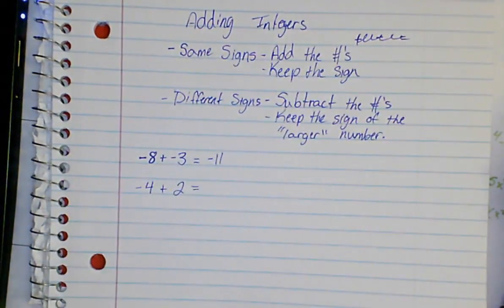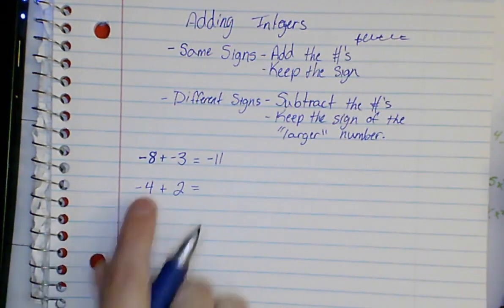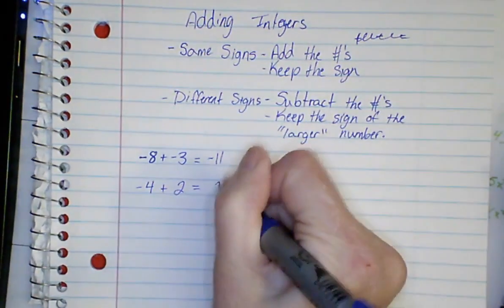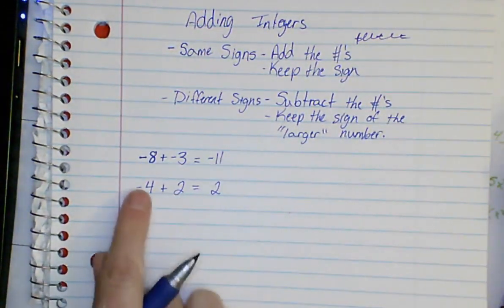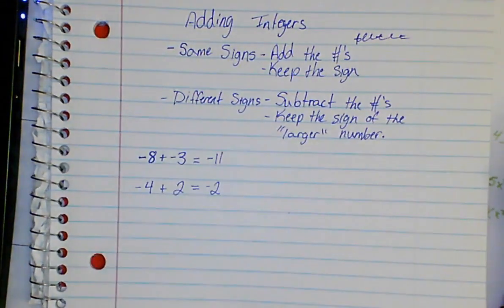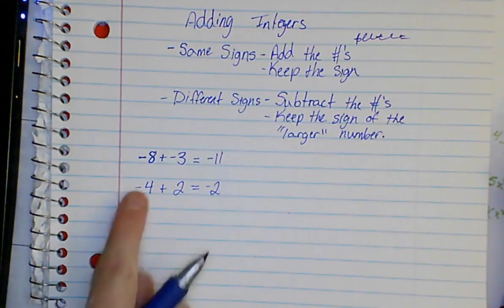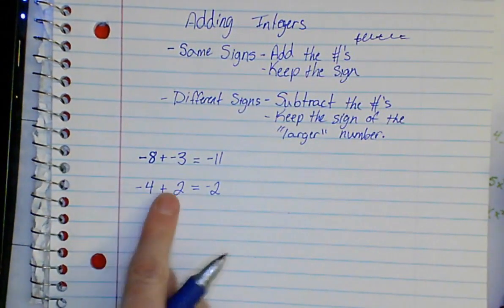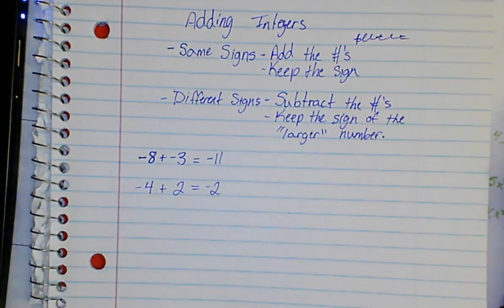Negative 4 plus 2. Well, they have different signs. So you're going to take 4 minus 2, which is 2. 4 is bigger than 2, so we take the sign of the biggest number. Or you owe somebody $4, you give them $2, you still owe them $2.